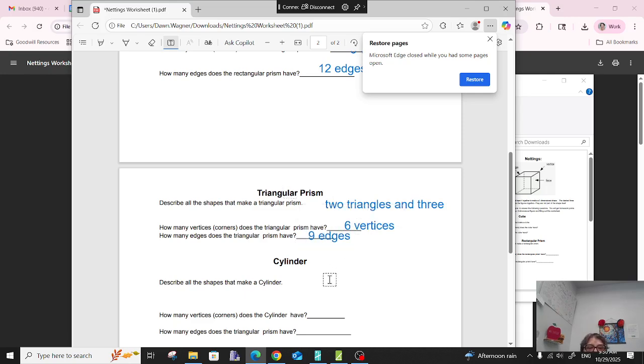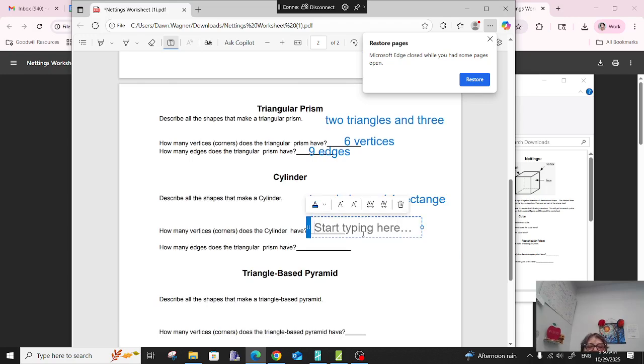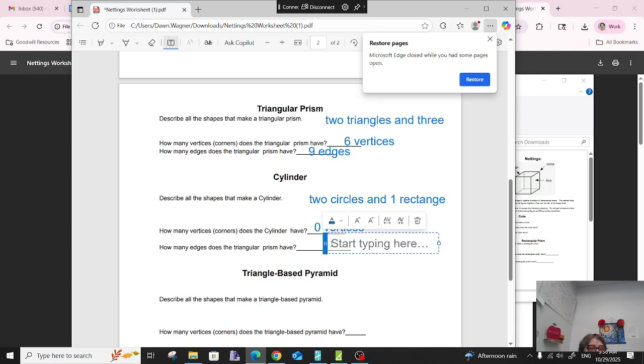Okay, cylinder. What makes a cylinder? 2 circles and 1 rectangle. And this one is a trick question. Are there any corners on a cylinder? No. So this would be 0 vertices. Are there any edges on a cylinder? No. It's 0.